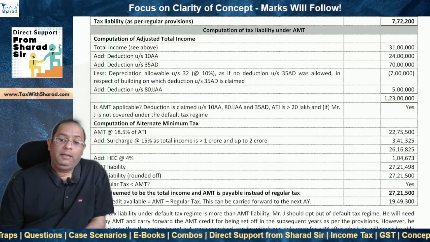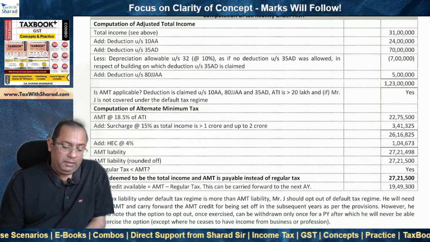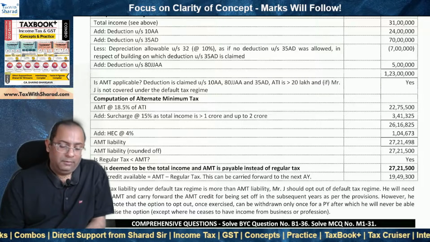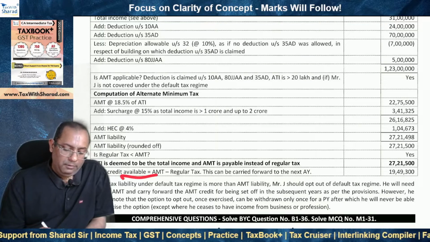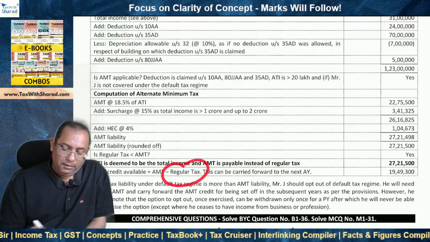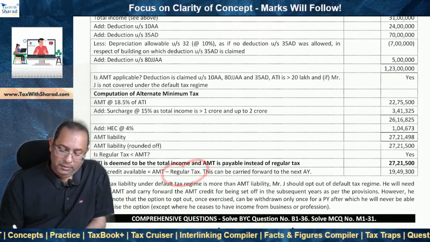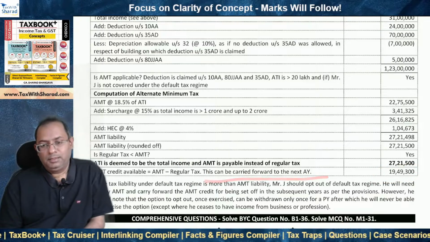Now, since the AMT is obviously more than the regular tax, the difference will be the AMT credit which will be available to Mr. J, which can be carried forward for being set off in a later year. So AMT credit available will be what? AMT 2721500 minus regular tax, which is 772200. This will be equal to 1949300 and this can be carried forward to the next year.